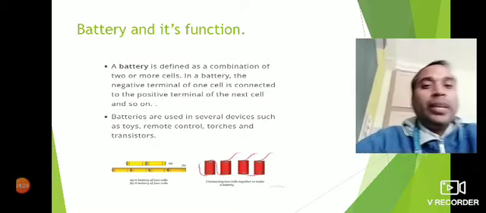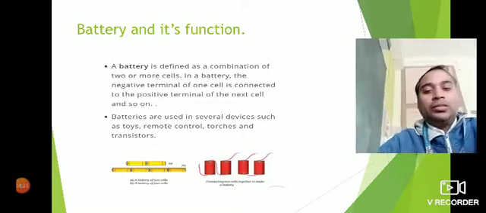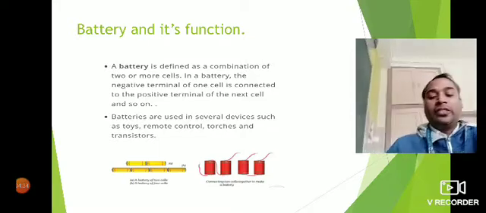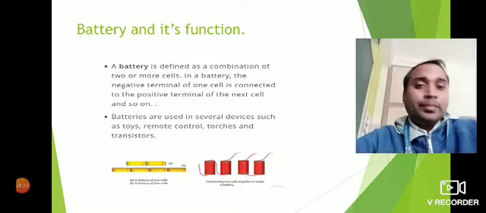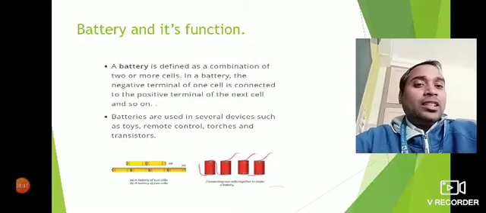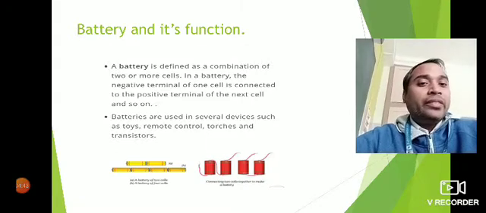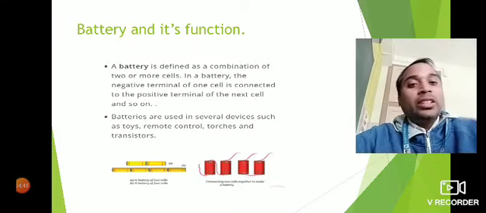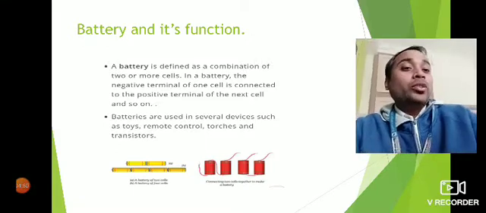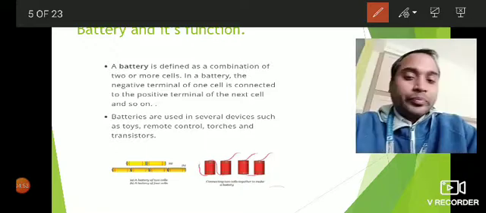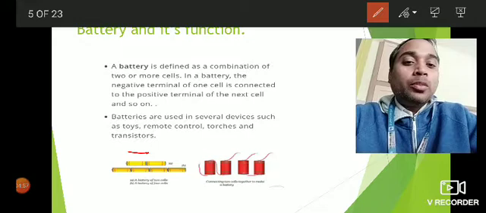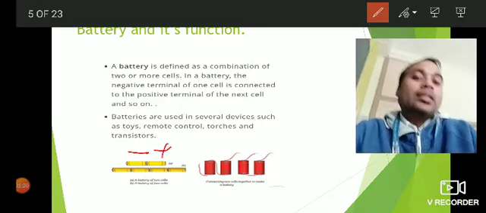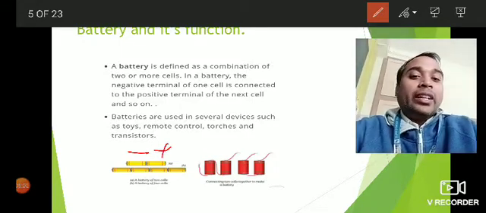Then battery and its function. We all know the utility of a battery. A battery can be used to run many small electrical devices. A battery is defined as a combination of two or more cells, which I have already explained. In a battery, the negative terminal of one cell is connected to the positive terminal of the next cell. This is very important. Again I am repeating, the negative terminal of one cell should be connected to the positive of the other cell, otherwise the battery will not work.